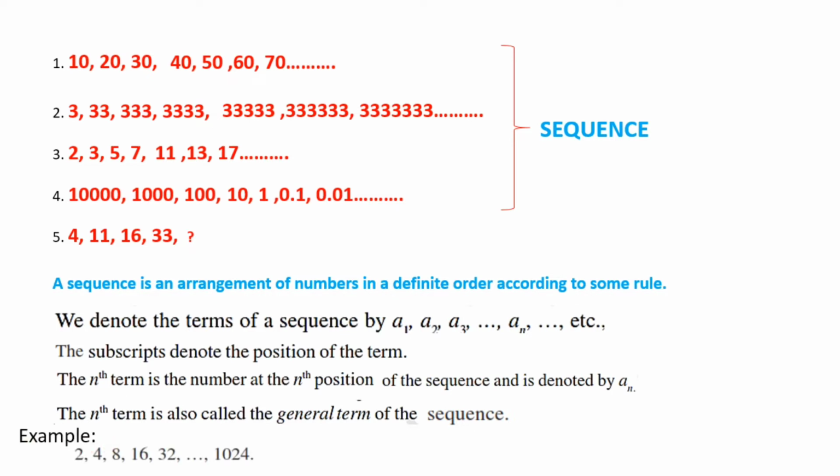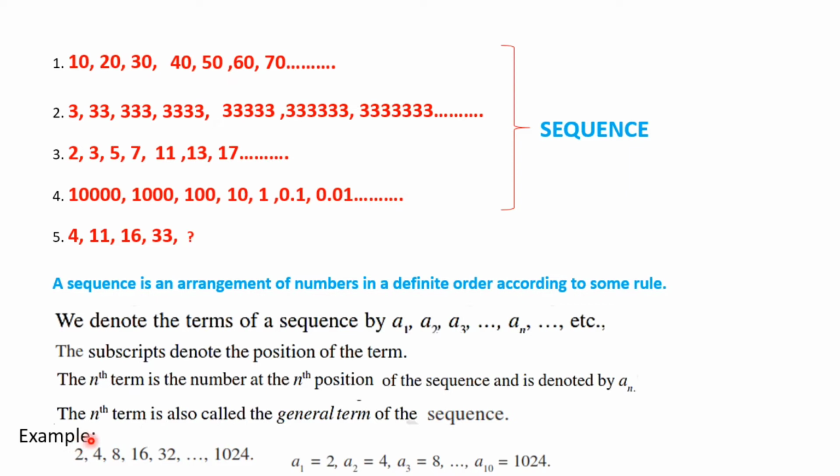For example, 2, 4, 8, 16, 32, etc., up to 1024. You can see here 2, then 2 squared is 4, then 2 power 3 is 8, then 2 power 4 is 16, 2 power 5 is 32, and so on. So here A1 is 2, A2 is 4, A3 is 8, and A10 is 1024. Here, if you want to find out the rule, of course it is not necessary here, but again let me explain the rule to you.